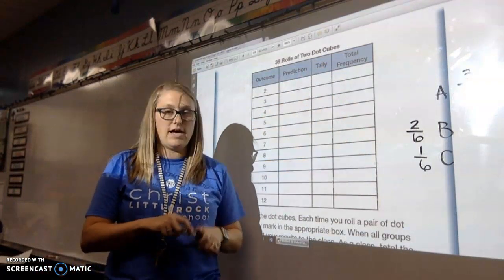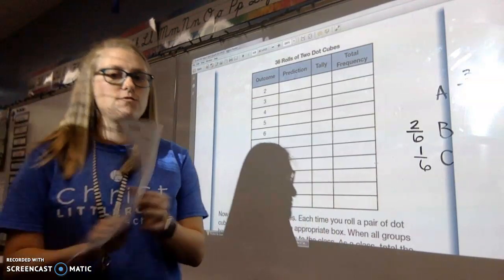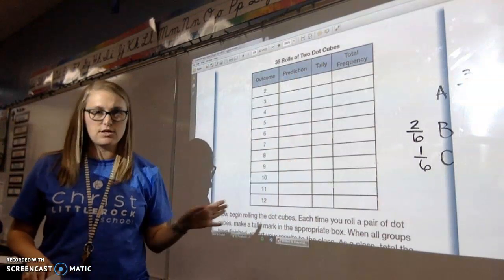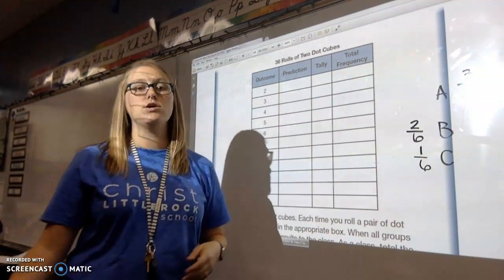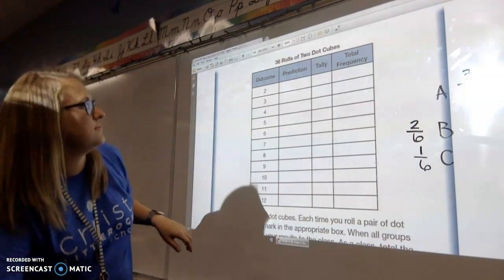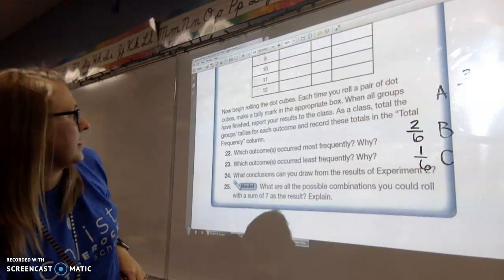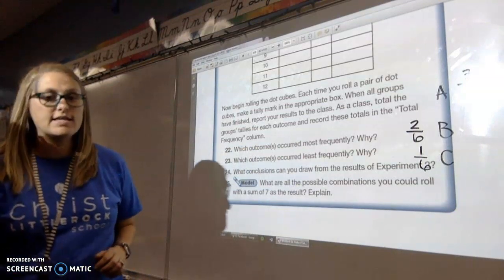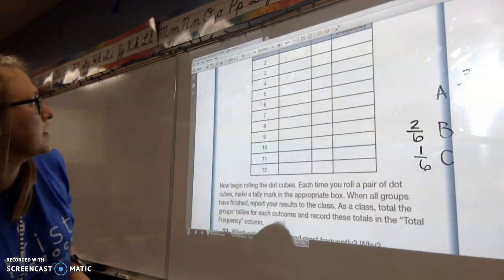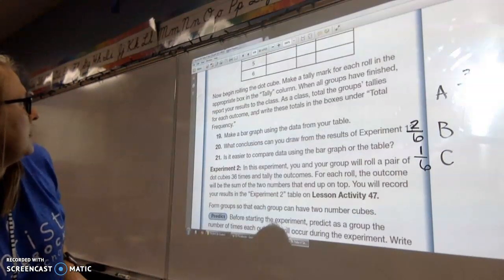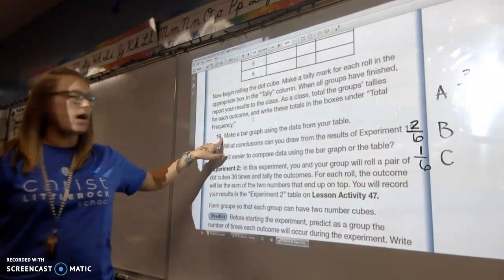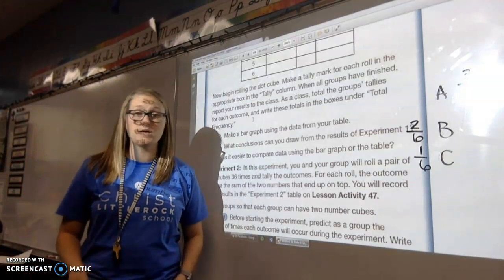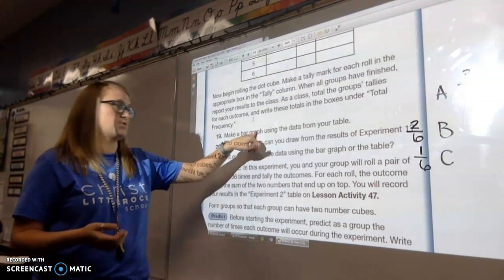Remember, you'll have that piece of paper, lesson activity 47. If you don't have it, you can copy this chart down from your book. Not a big deal. You will be using this chart on both of those activities to answer the questions. Which outcomes occurred most frequently, least frequently? There is one that you do not have to do, and it's in the first activity, right here. Make a bar graph using the data from your table. You don't have to do this. If you want to do it, great, but you don't have to do this one.